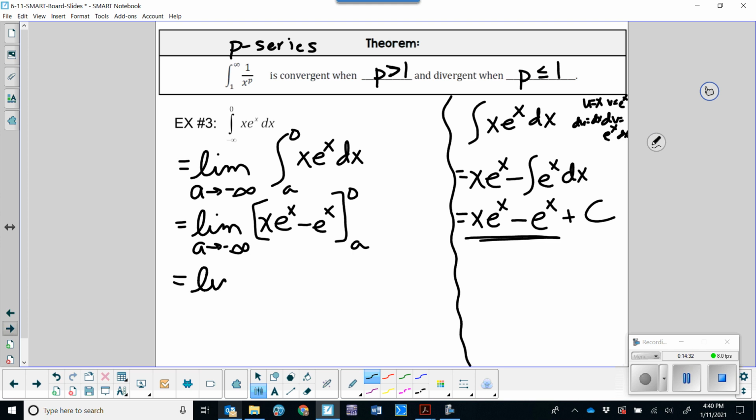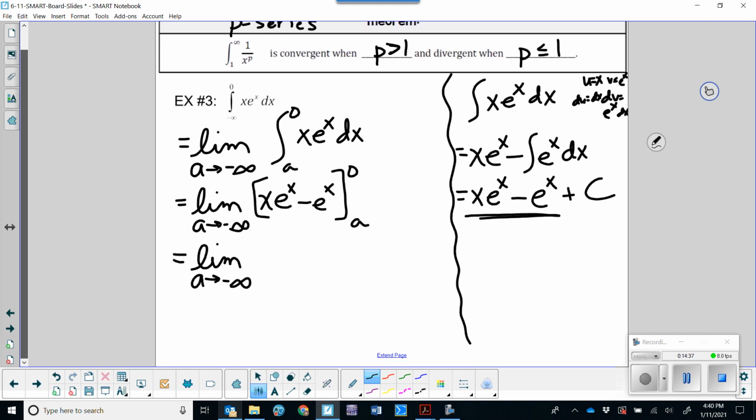So again, still can't do the limit because I don't have an a in the problem yet. So I'm going to write that down, and then I'm going to plug in. So I'm going to plug in 0 first. So that's going to give me 0 minus e to the 0 minus parentheses a e to the a minus e to the a. So in place of x, you're going to plug in a. Now I can do the limit, okay, because now I've got a's in my problem.